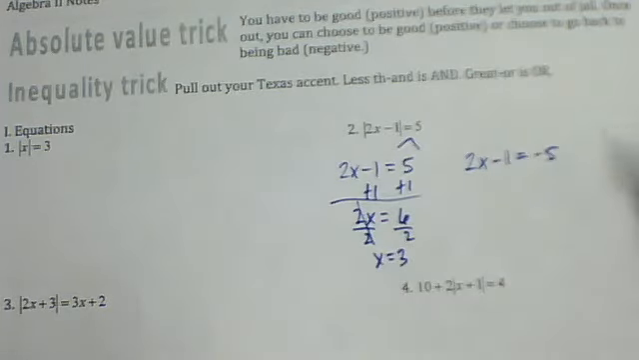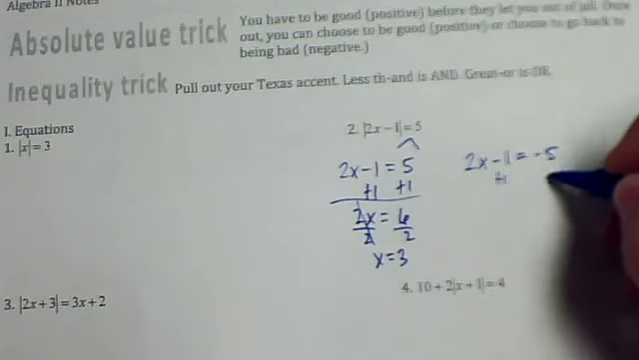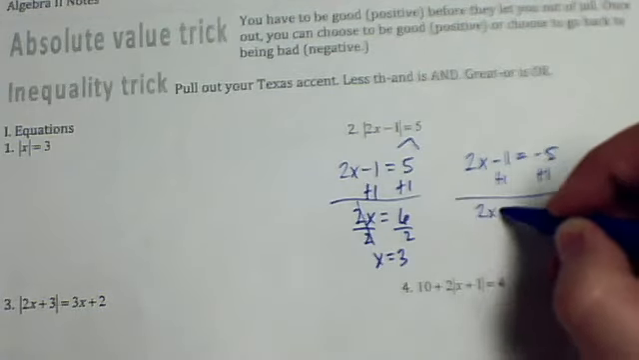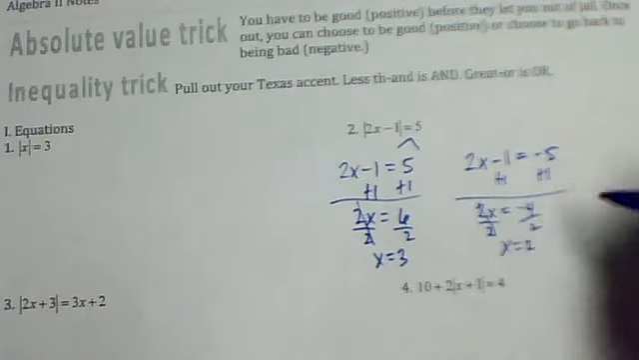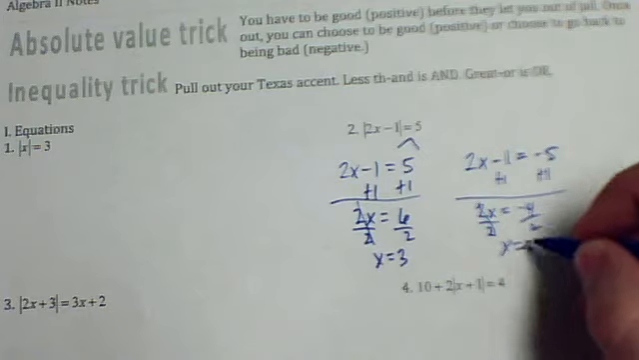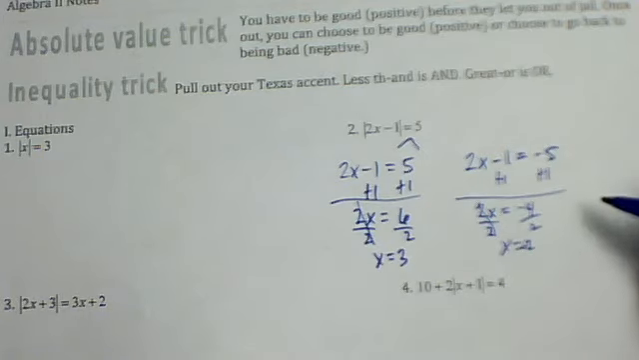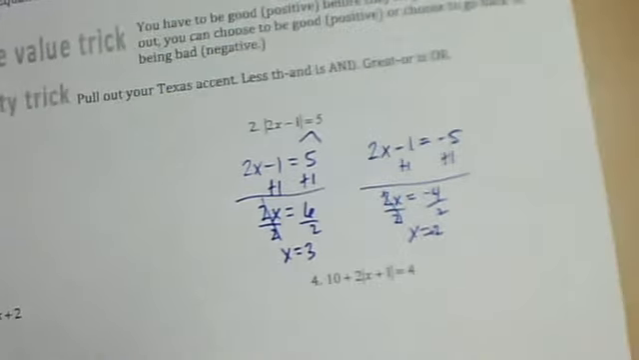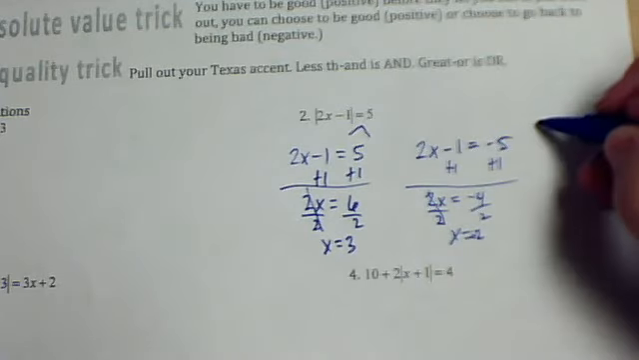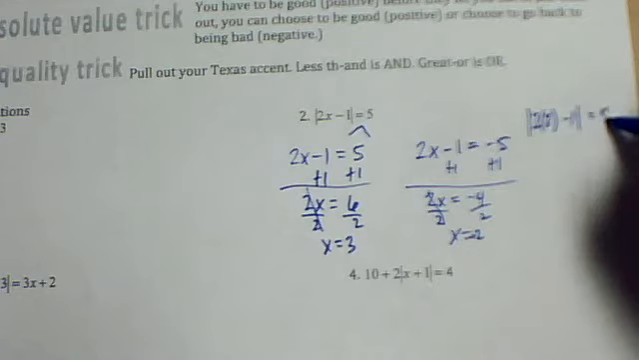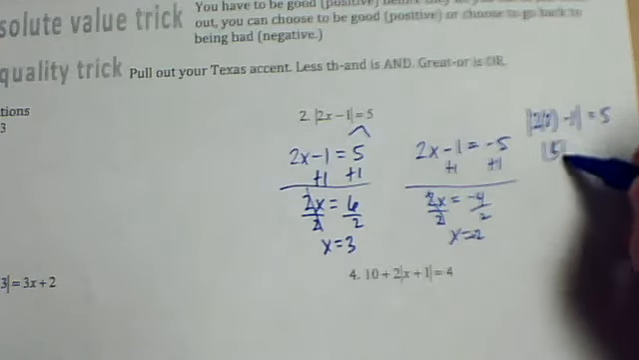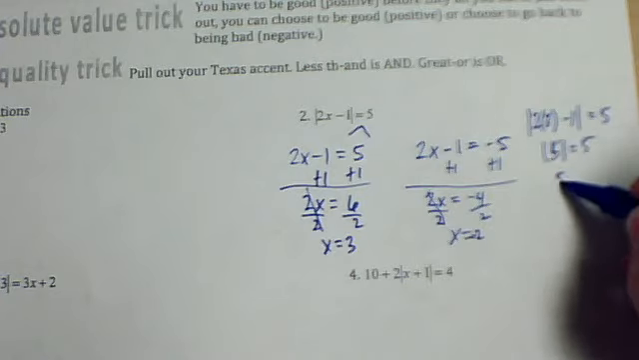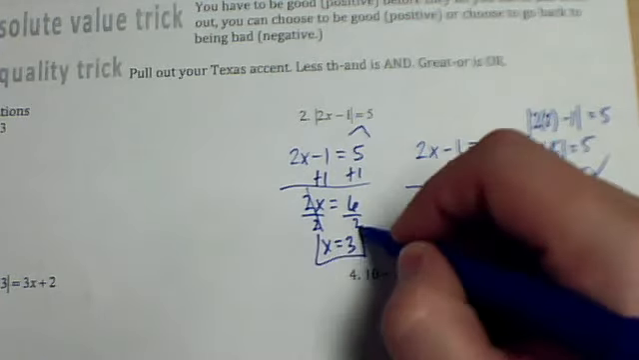The other side, do the same thing. Add 1, so 2x equals negative 4, divide by 2, so x equals negative 2. I'm going to go ahead and check these to make sure that that's correct. So doing that, I get absolute value of 2 times 3 minus 1 equals 5. Well, 2 times 3 is 6. 6 minus 1 is 5. And the absolute value of 5 is 5. So that one for sure works.